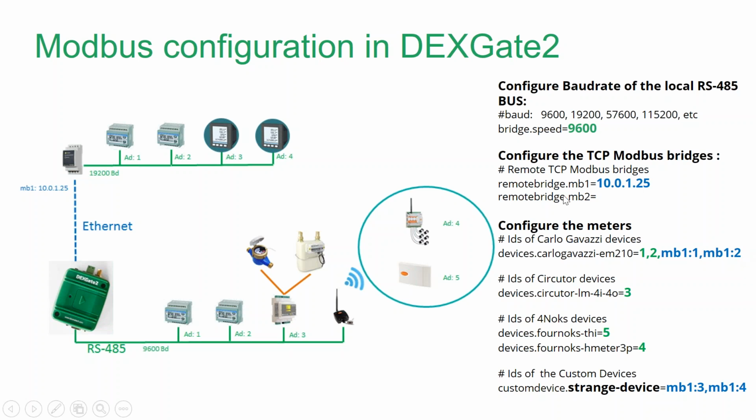And the same for our custom devices that are these 3 and 4. We have to create a new line for this custom device that is named strange device, okay? And just set their Modbus addresses and the Modbus bridge where these addresses have to be found. I think that if you look carefully at this configuration, it is easier than it seems at the beginning.